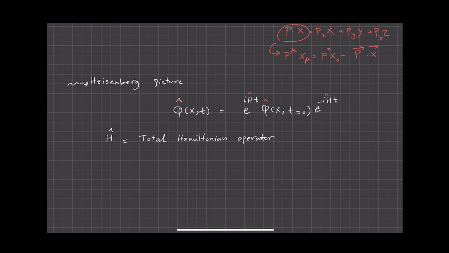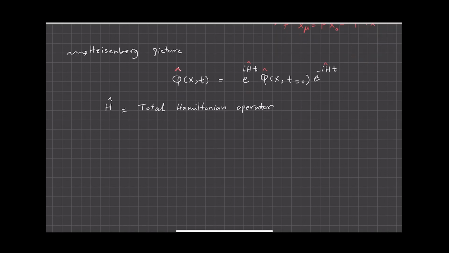And by total, I'm not talking about the density of the Hamiltonian operator. I'm going to talk about the integration of the Hamiltonian over all space. The total Hamiltonian operator is the integration over space of some Hamiltonian density, and the Hamiltonian density is calculated with the local field.